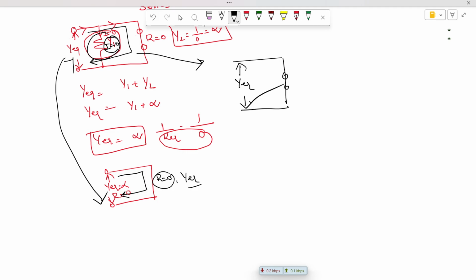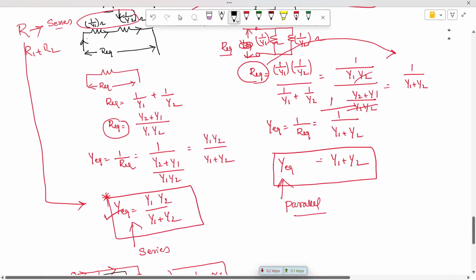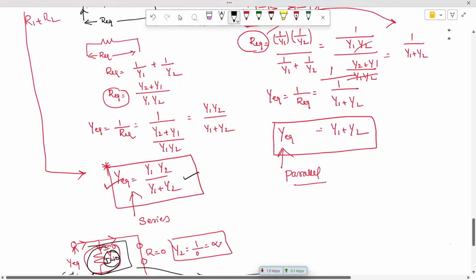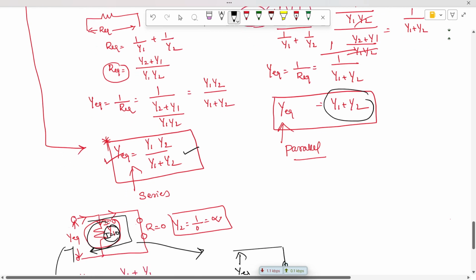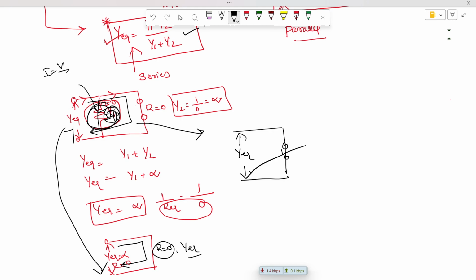Hope you understood the formula. Let's have a small revision. When two admittances are connected in series, the formula you have to employ is y1 into y2 divided by y1 plus y2. When two admittances are connected in parallel, the formula is y1 plus y2. Whenever an admittance is in parallel to a short circuit, it is also equal to a short circuit, which means the current doesn't flow in the resistive branch. Why? Because this resistive branch offers high resistance. Since I is equal to V by R, whenever it offers high resistance, the current doesn't flow. So the current flows only in the short circuit branch. That's the meaning of y equivalent.